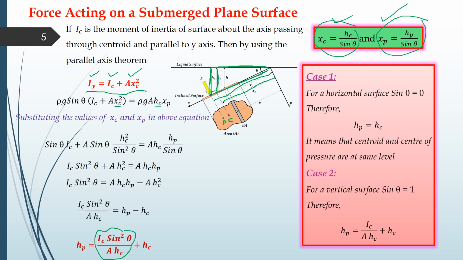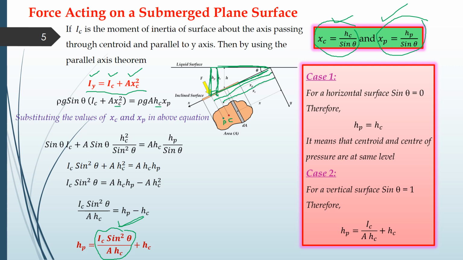So from this equation we can also say that the point of action of the force will certainly be below the centroid. If you take this into consideration, hc is here and hp is here, so it is below the centroid by a certain amount, and that magnitude is this one.